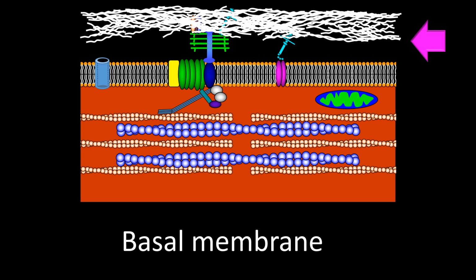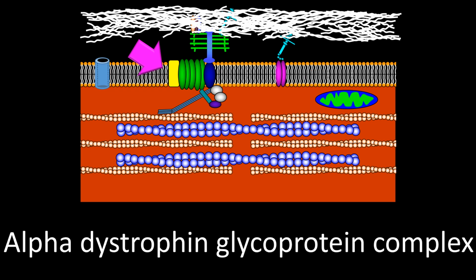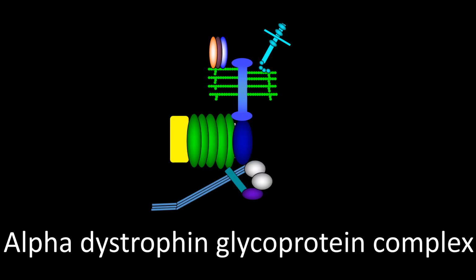In the basal membrane, we find proteins spanning from the outer membrane surface, where they are attached to the membrane protein complexes, to the extracellular collagen. These complex structures are called anchoring structures. The one I am pointing to now is called the alpha-dystrophin glycoprotein complex, which I have now isolated and enlarged to label its components.